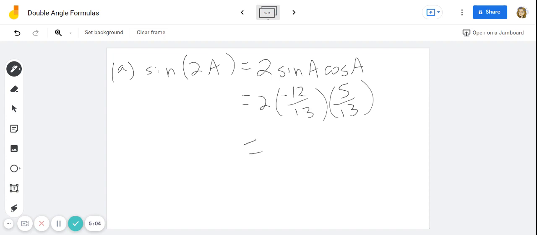So now as we go to multiply out, 2 times negative 12 times 5. Remember, 2 is like 2 over 1, right? So we're only multiplying the 2 by the top. So 2 times negative 12 times 5, that would be negative 120.